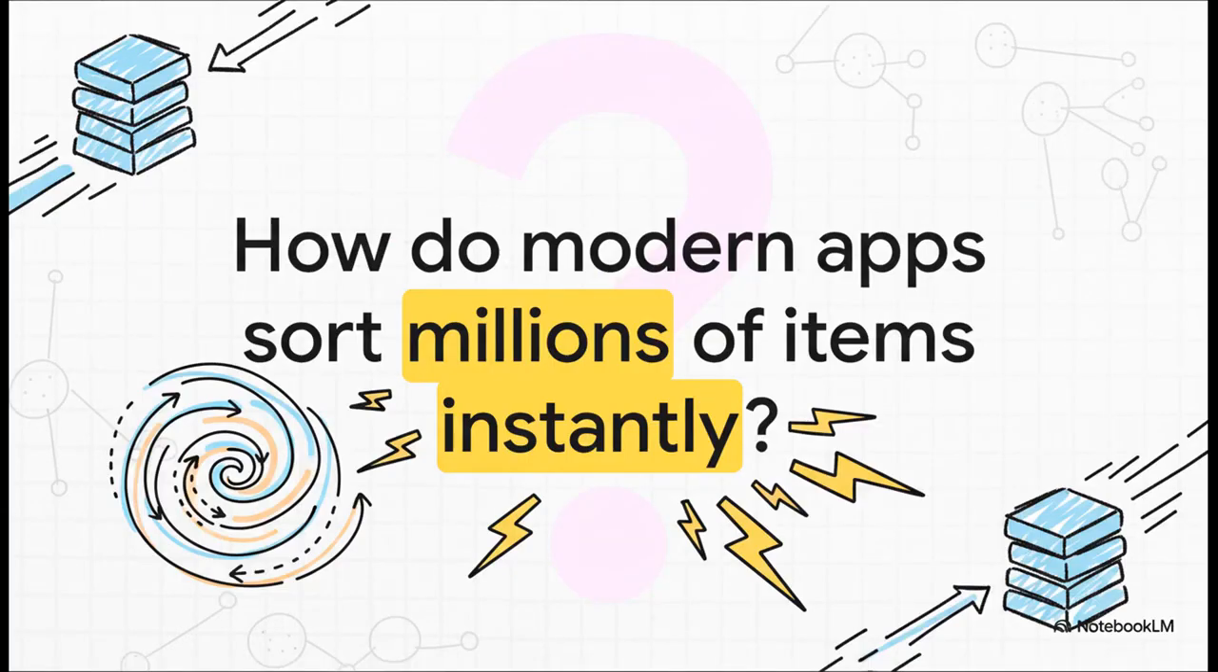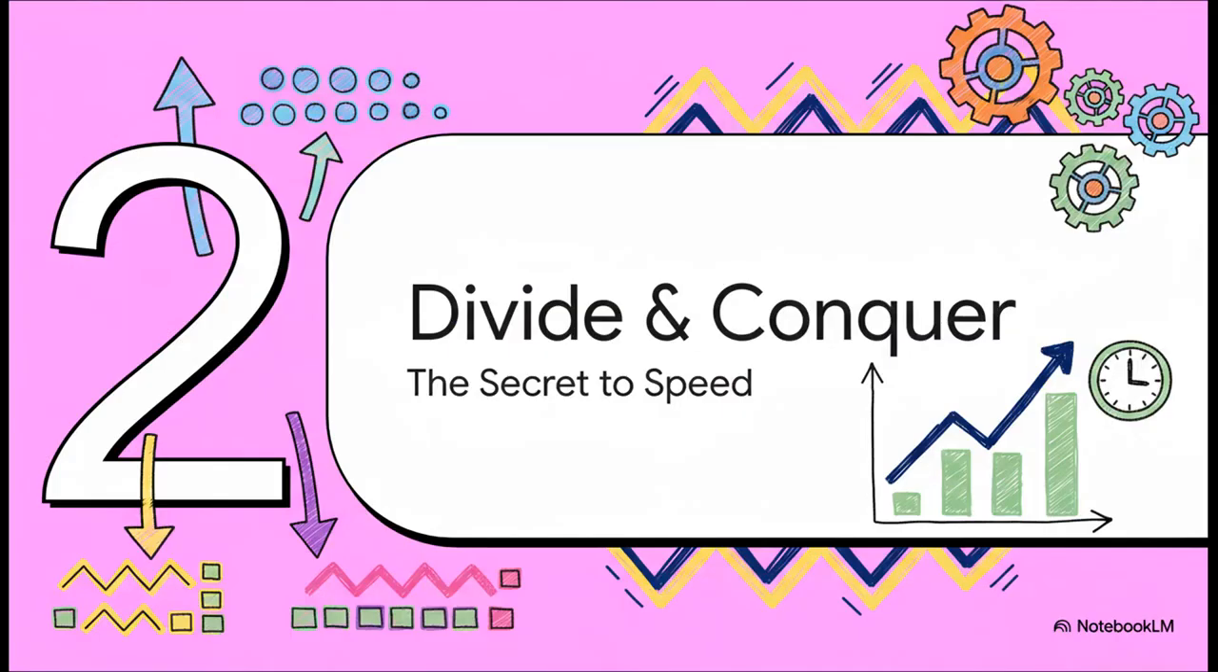If the simple, easy-to-understand methods are this slow, how is it possible that our apps feel so instantaneous? How are they handling millions of items without even breaking a sweat? Well, the answer lies in this really powerful and honestly elegant strategy called divide and conquer. It is a total game changer, and it's the secret ingredient behind all high-speed sorting.